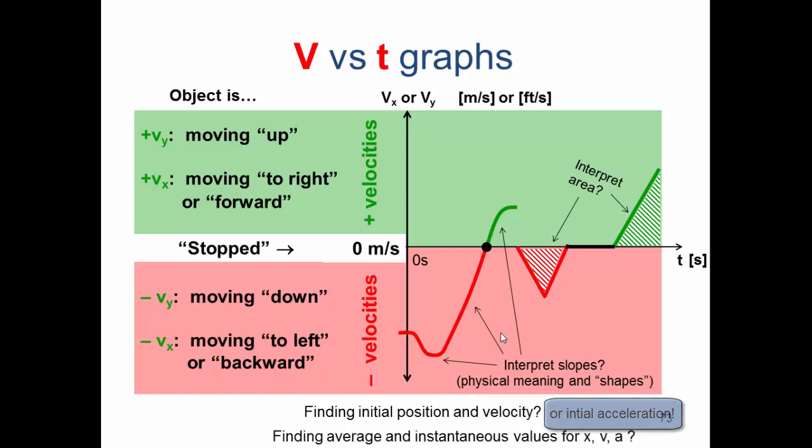And then how do you find both average and instantaneous values for your position, velocity, and acceleration anywhere on the graph? Finally, we had some of these interesting questions about whether or not cusps, these pointy parts of the curve, are realistic. And we've actually got a couple more cusps right here and right here.